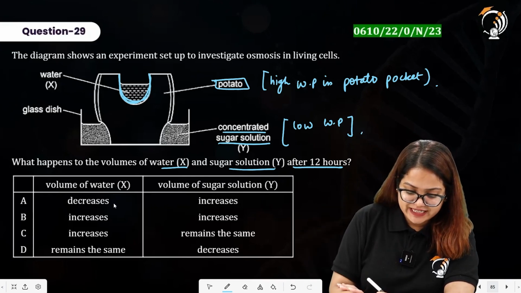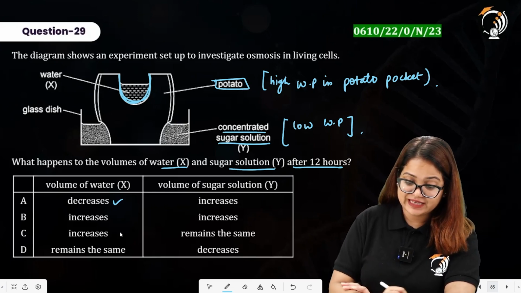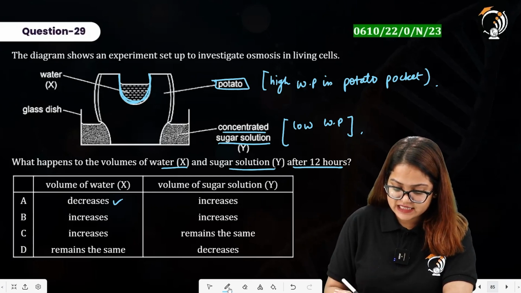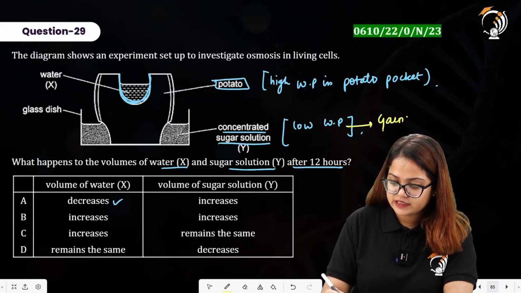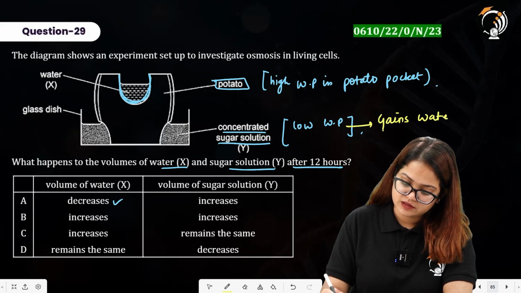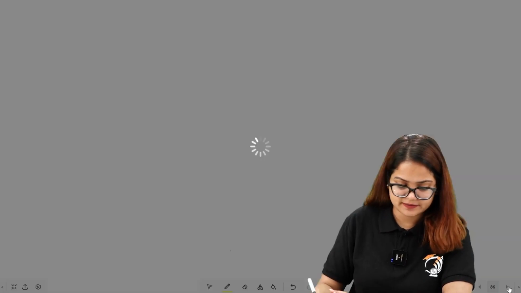The volume of water will decrease in X. The volume of sugar solution will increase since it has gained water molecules. Option A here is the right answer.